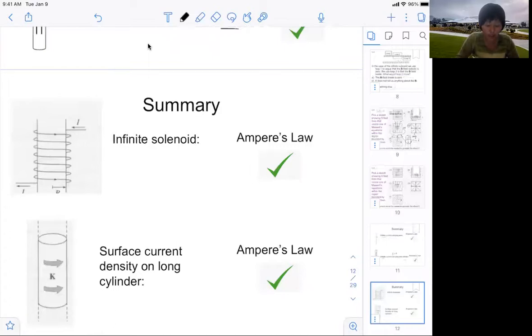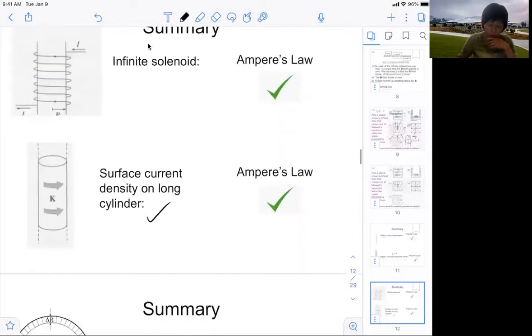And there's something else that is very similar to a solenoid. Instead of having all these individual wires wrapping around, if they're wrapped so tightly together, it's as if you have a surface current density running on the barrel of the cylinder. So if instead of telling you a solenoid, it's a K on the surface of the cylinder, you know the result is exactly similar to how you do a solenoid. Surface density on the cylinder, Ampere's law will work.